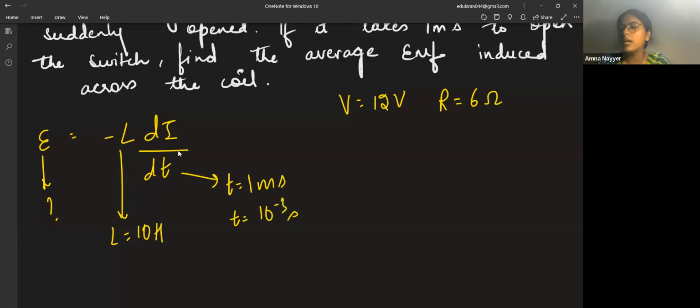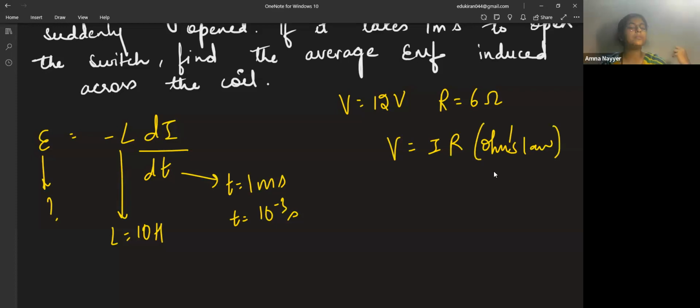Now current is not mentioned to you directly, but it is mentioned that voltage is 12 volt and resistance is 6 ohm. So using V is equal to IR, that is your Ohm's law. That's why I was telling you Ohm's law will be throughout. Not only here, in your semiconductors also, that is a part of your electronics, there also you will have the application of Ohm's law. So current will be 12 divided by 6, which is 2 amperes.